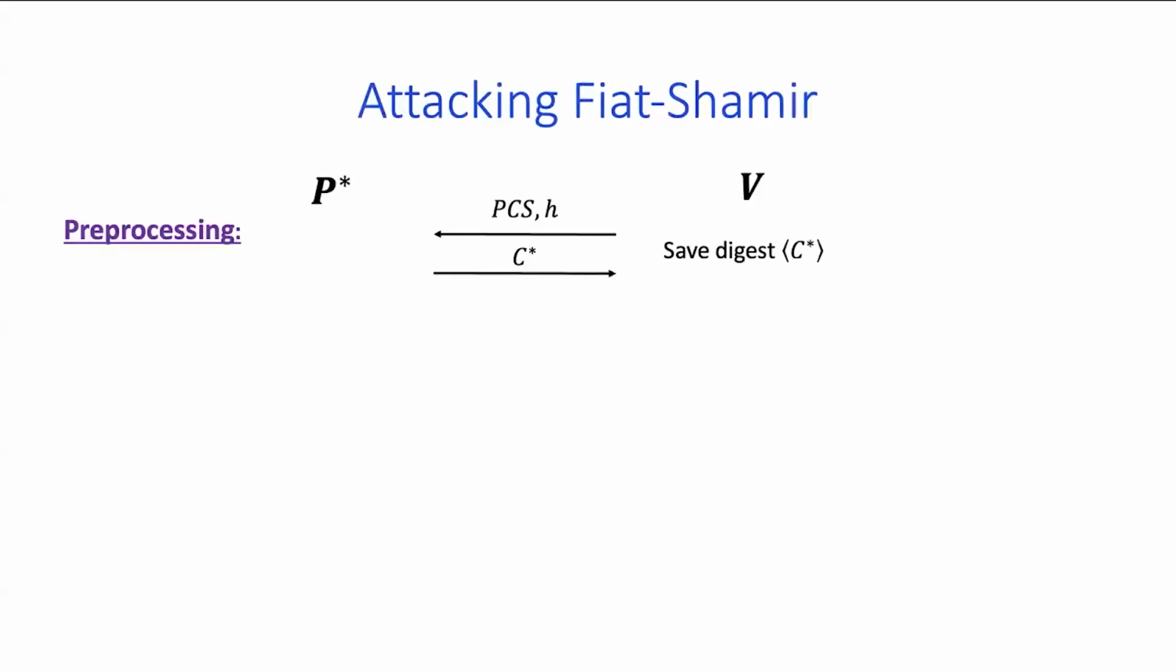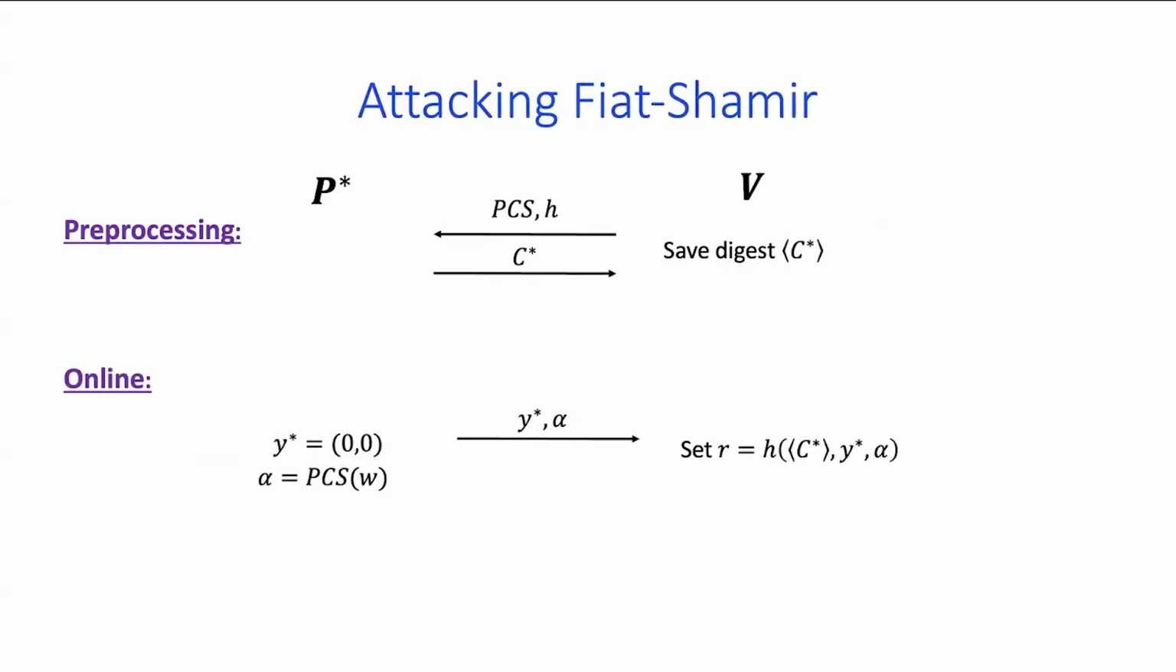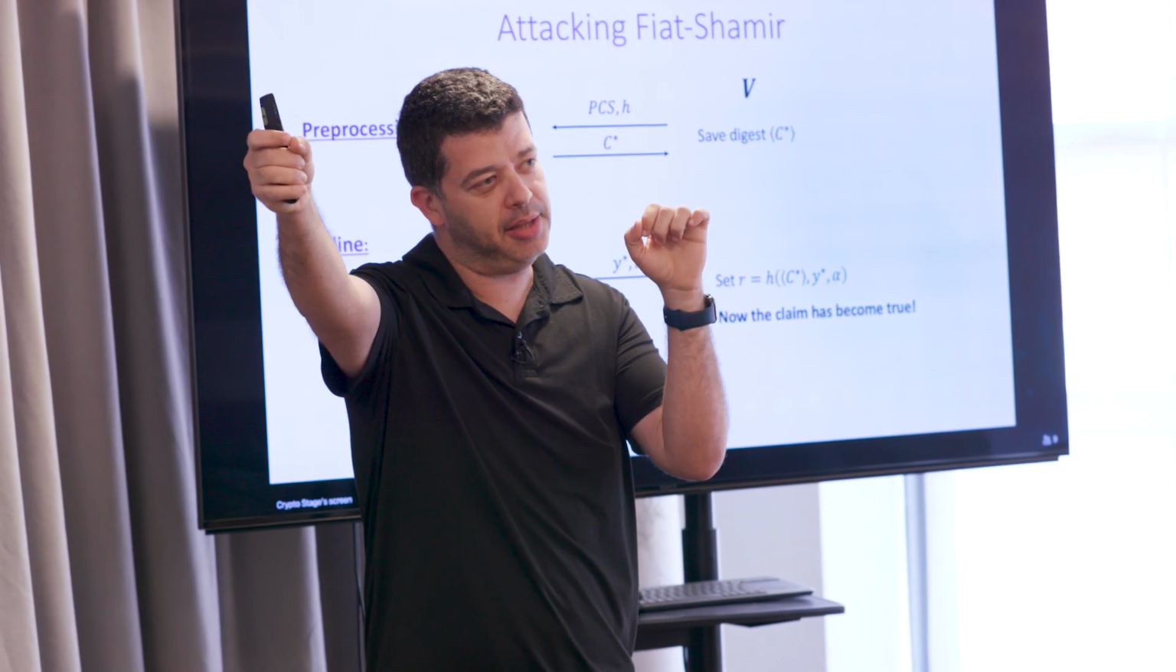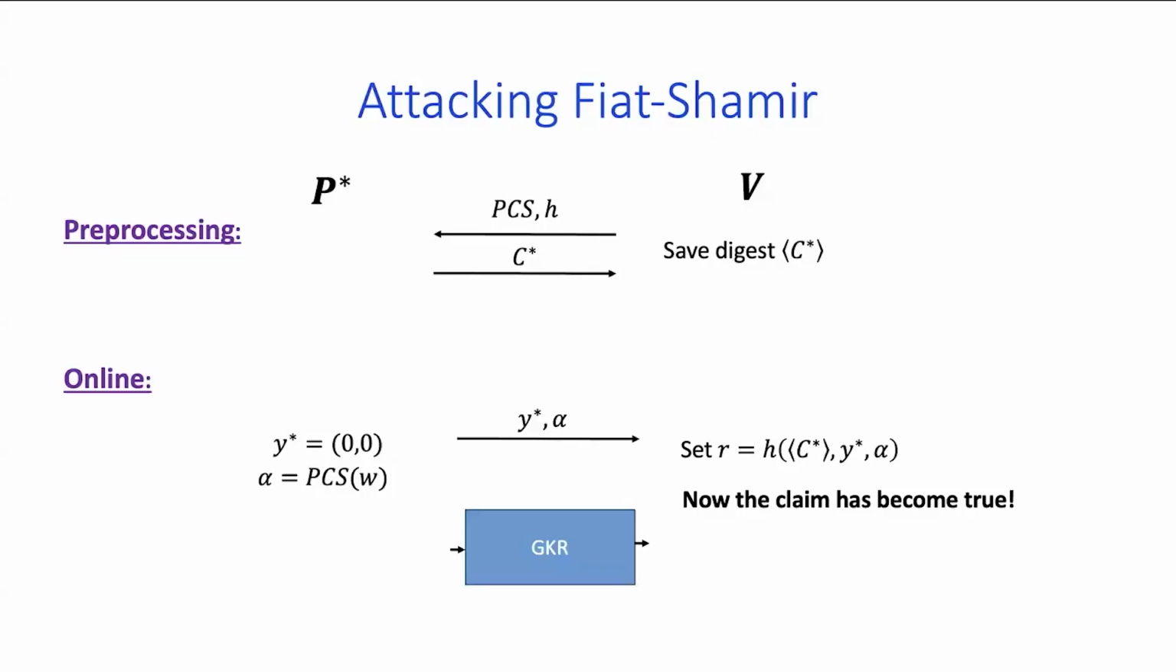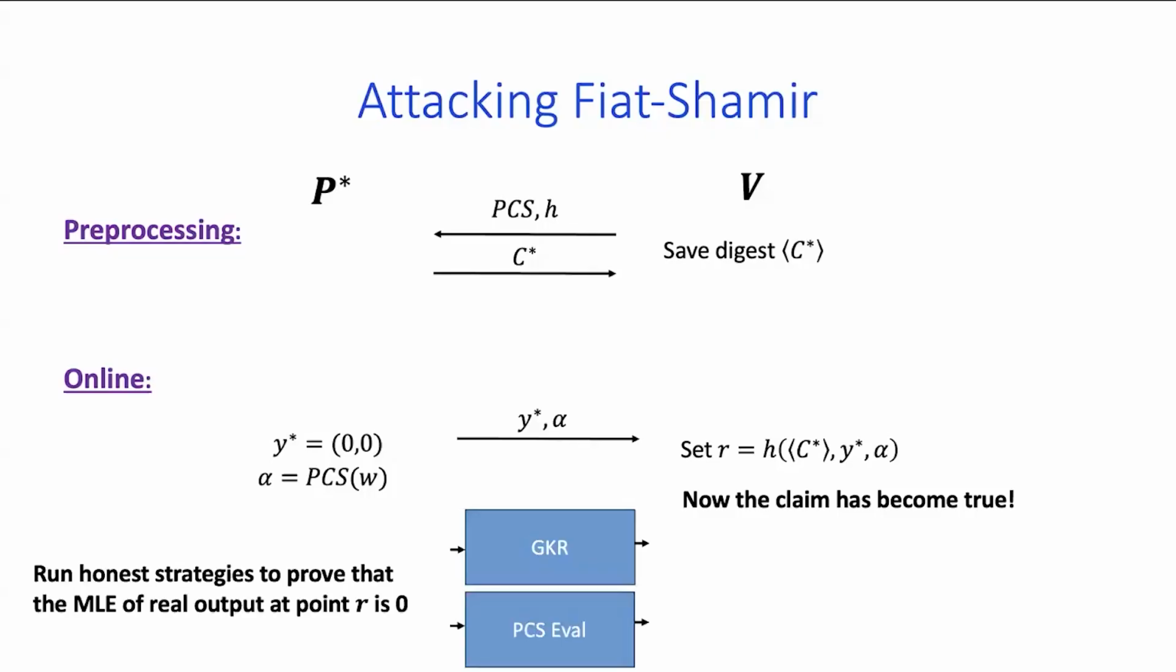Okay, so maybe to summarize what the attack looks like. So we have P star, which is the attacking circuit. It gets the PCS description and H. It specifies the circuit C star, our nasty circuit C star. Verifier saves the digest. Then online, our claim is that the circuit outputs 0, 0. And we send a PCS encoding, this should be of C star, sorry, the digest of C star. Now in Fiat-Shamir, we fix r to be this sequence, but now the claim has become true. So the claim that the circuit output extension at the point r is equal to 0, this claim is true. So from here on, just run GKR honestly and run the PCS evaluation honestly, and the verifier accepts with probability 1.